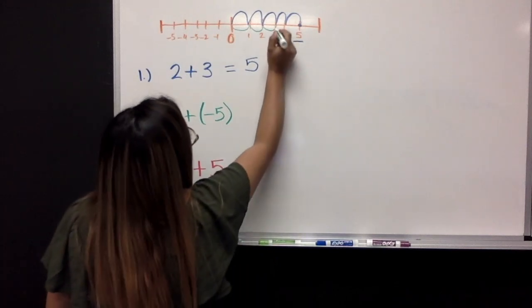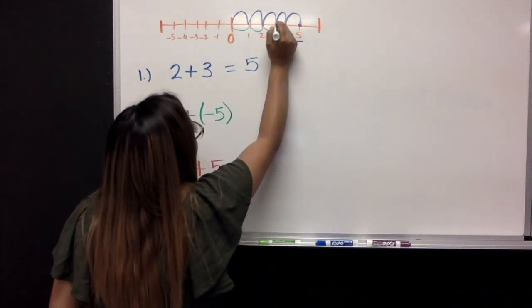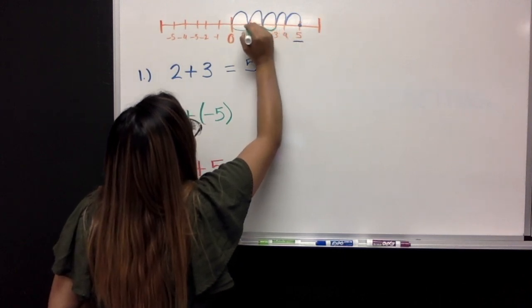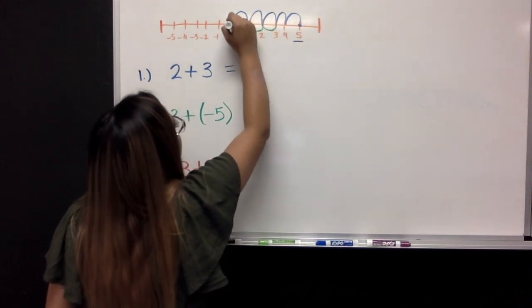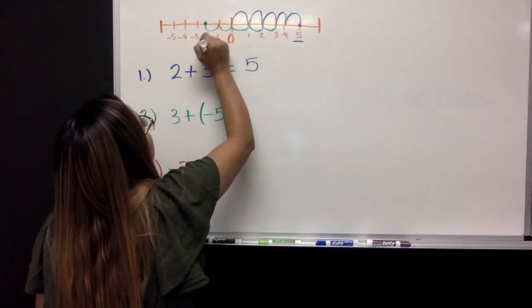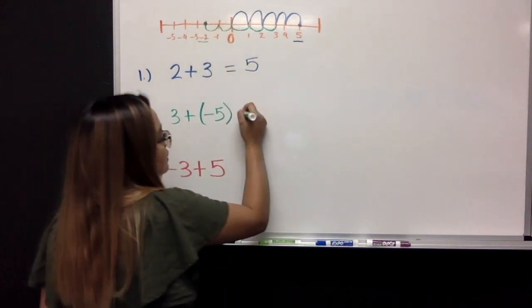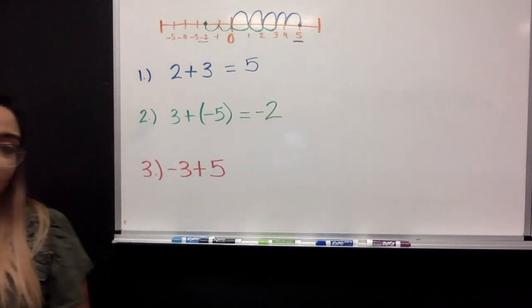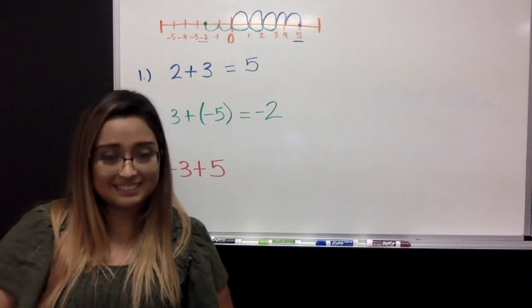So, we left off on 3. Now, we're going to move 5 times this way. So, 1, 2, 3, 4, 5. Our answer is -2. Make sense?